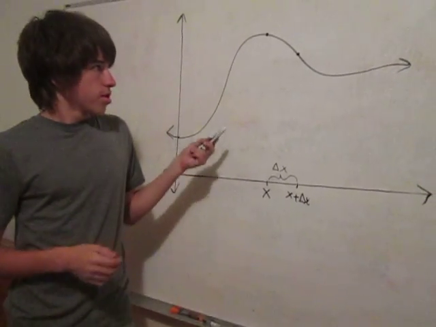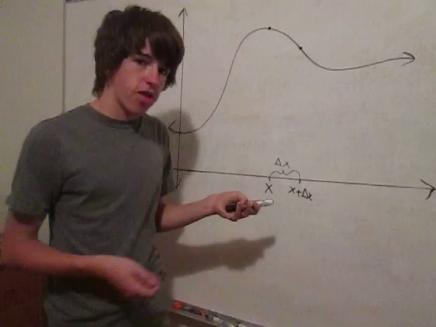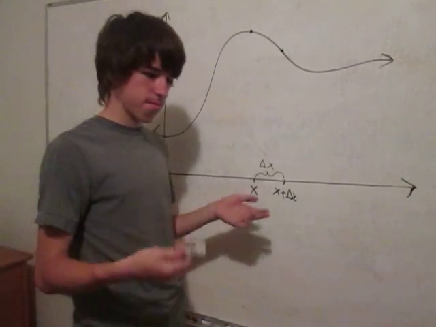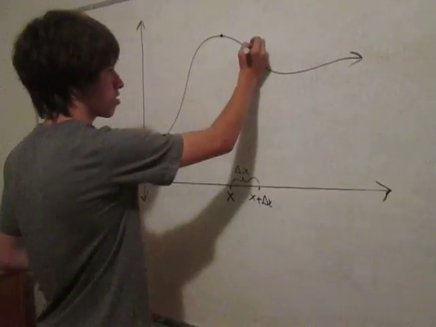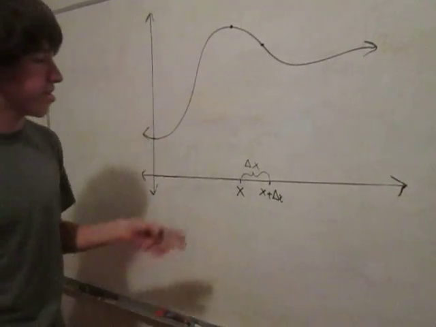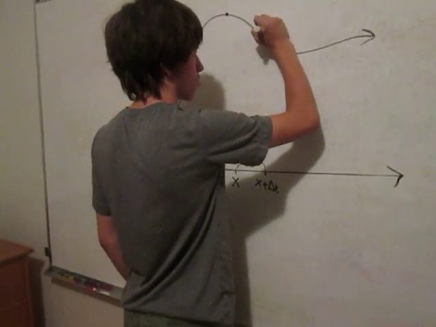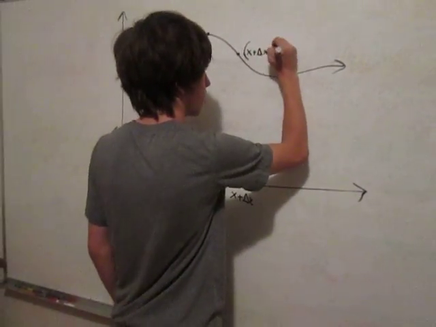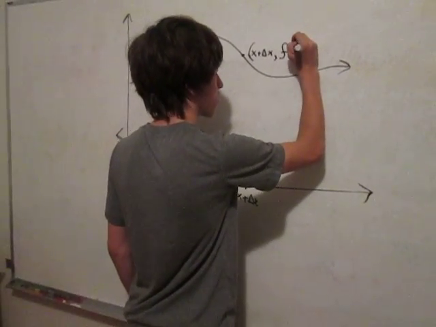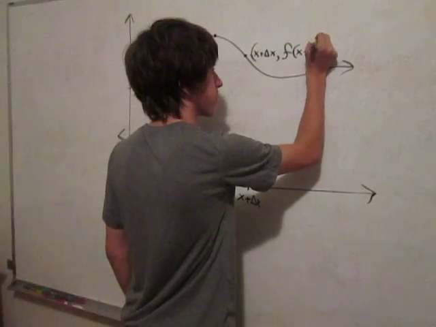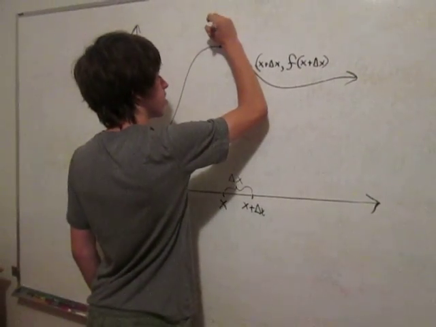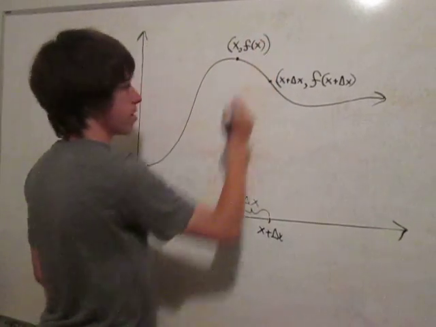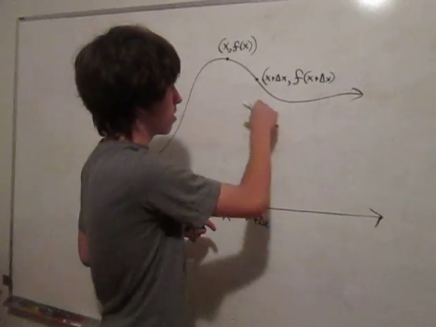Now, alright, we know how to take the slope between these 2 points. We know the simple equation. We understand the equation. It's no problem, right? We take the y point of this one, and let's say we know this. This is x plus delta x. That's that point. And then we evaluate f of x plus delta x. Well, this point is x, f of x.